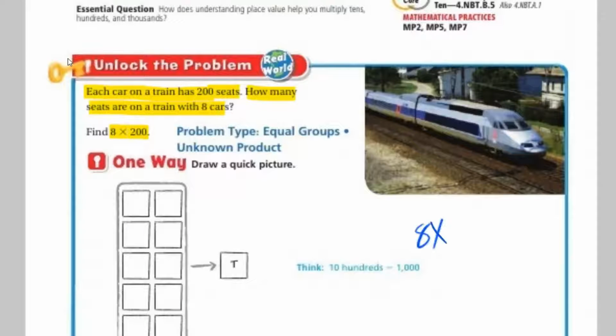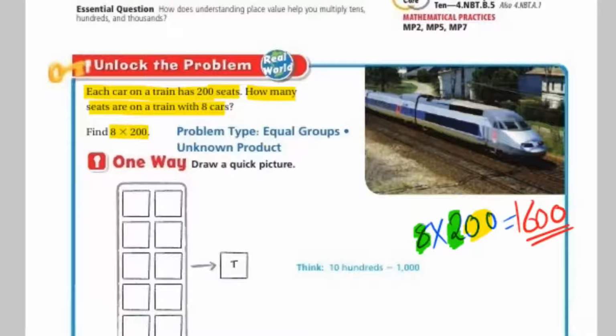8 multiplied by 200 equals, first of all, we have these two zeros, right? Put them as the same, like that. And we have 8 multiplied by 2 equals what? Of course, 8 multiplied by 2 equals 16. So our answer here is 1600.